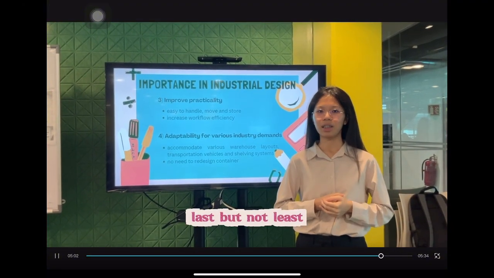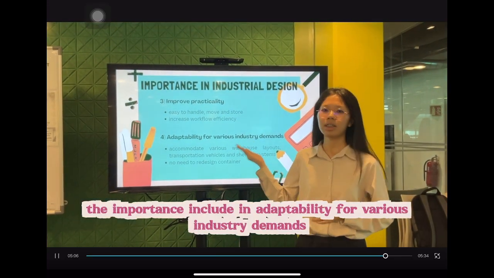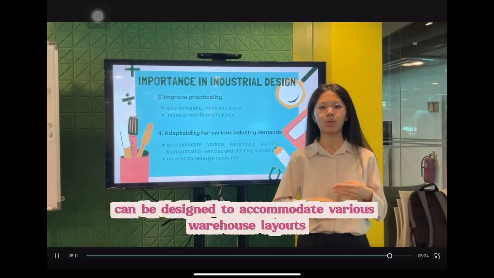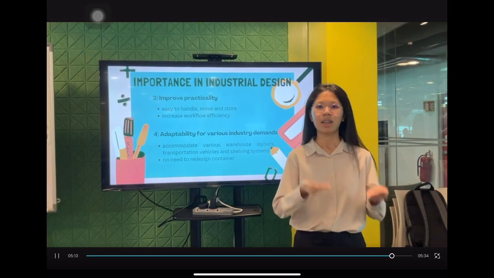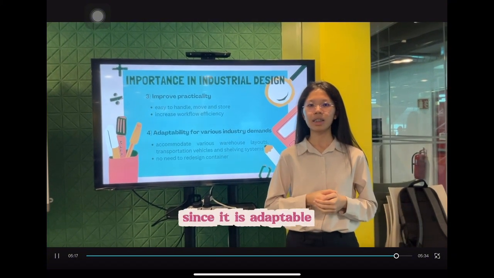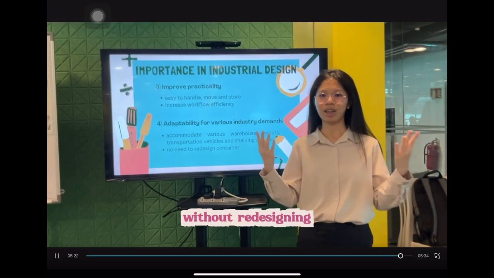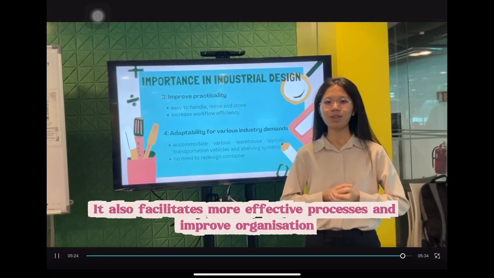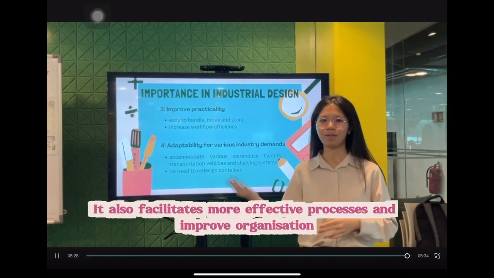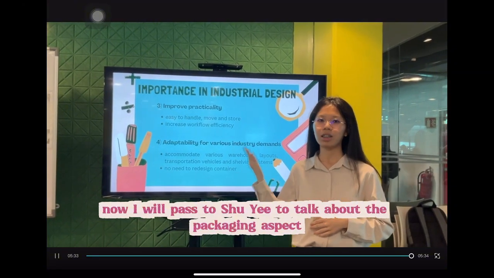Last but not least, the importance includes adaptability for various industry demands. Optimized containers can be designed to accommodate various warehouse layouts, transportation vehicles, and shelving systems. Since it is adaptable, the same container may be applied in many situations without redesigning. It also facilitates more effective processes and improved organization. Now I will pass to Sui to talk about the packaging aspect.